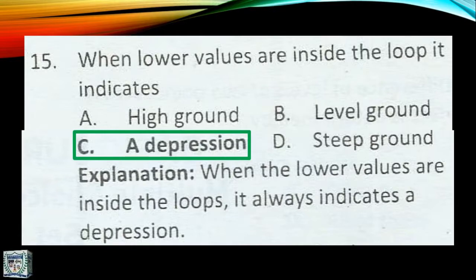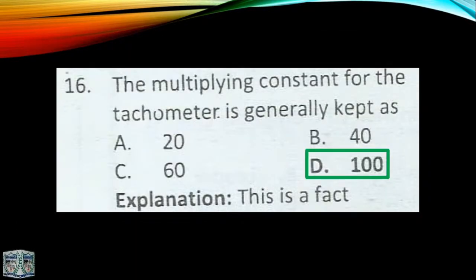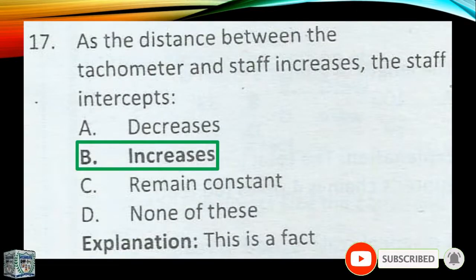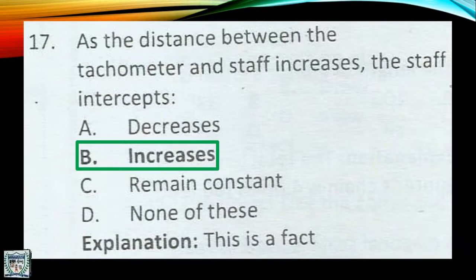Question 15. When lower values are inside the loop, it indicates the option C, a depression. When the lower values are inside the loops, it always indicates a depression. Question 16. The multiplying constant for the tacheometer is generally kept as the option D, 100. It's a fact. Question 17. As the distance between the tacheometer and staff increases, the staff intercept, the option B, increases. It's a fact.